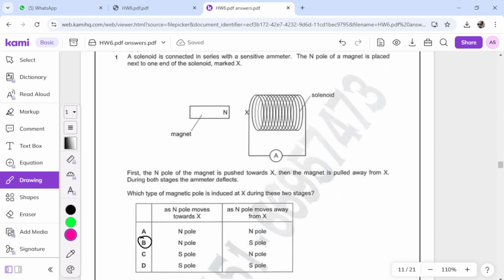Now we have a magnet, as the N pole moves toward X. If the magnet moves toward X, X will be N. If the pole moves away from X, X will be S. So this is the correct answer.